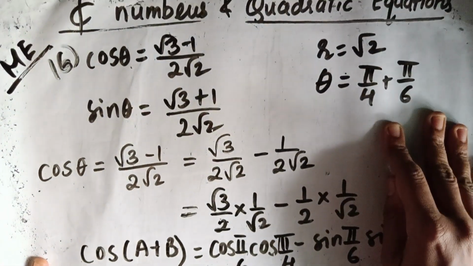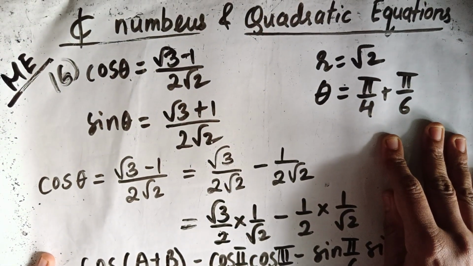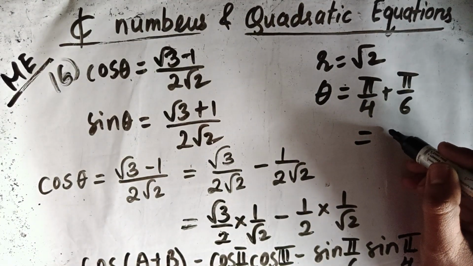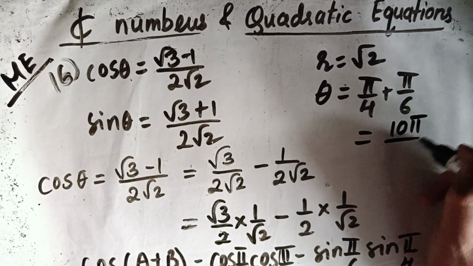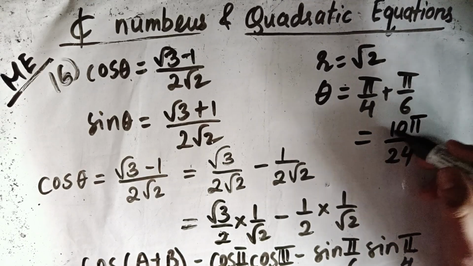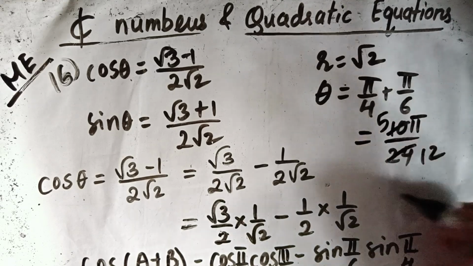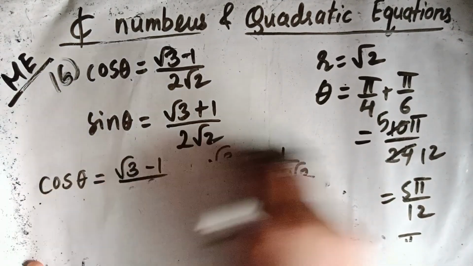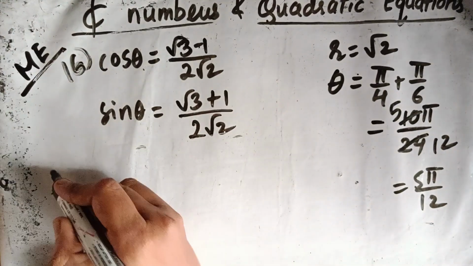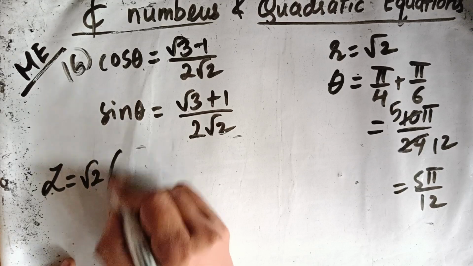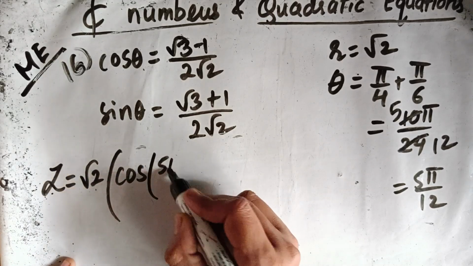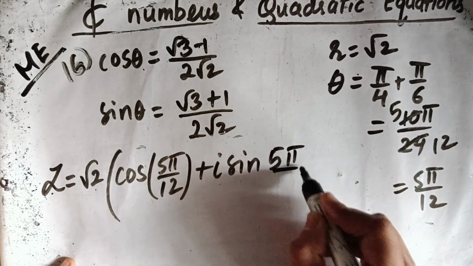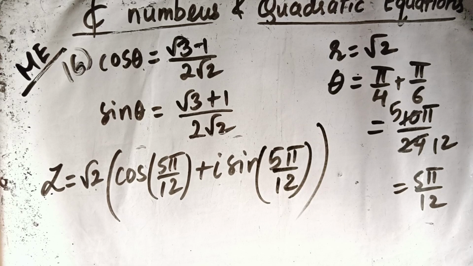So theta is pi by 4 plus pi by 6. So this becomes 6 pi plus 4 pi, 10 pi, 24. So pi by 12. Now you can write the polar form. Polar form is what? Z equal to R cos pi by 12 plus I sin pi by 12. This is the polar form. Okay.